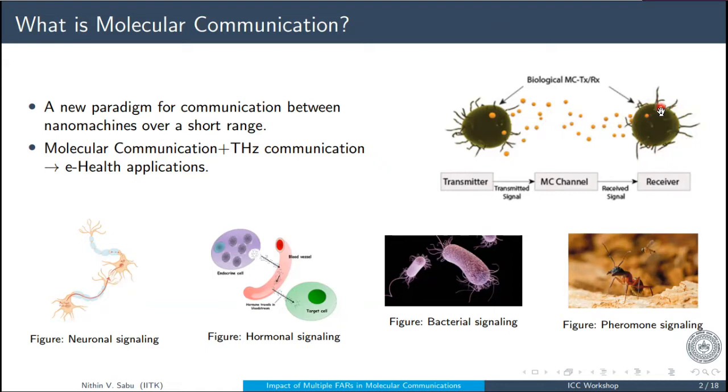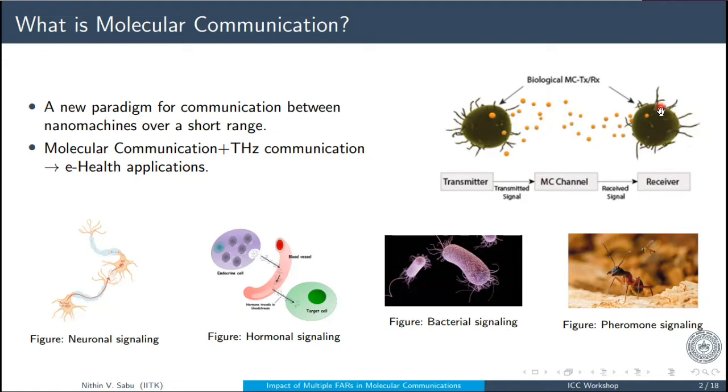Communication using molecules exists everywhere. For example, neuronal and hormonal signaling inside our human body, to bacterial and pheromonal communication, uses molecules as the carrier of information. Molecular communication is suitable for intra-body communication. For example, it could sense the concentration of various types of molecules and pathogens inside the human body and can communicate the information between nanomachines inside the human body.